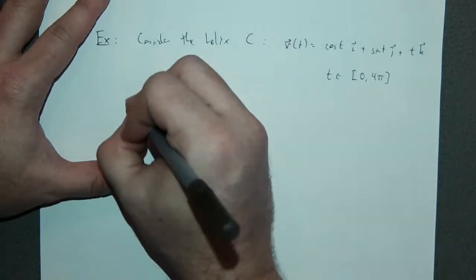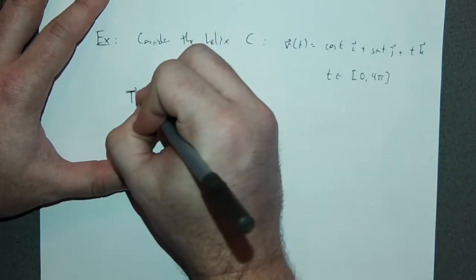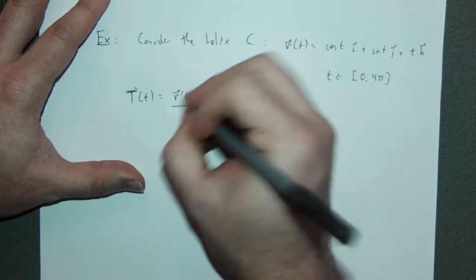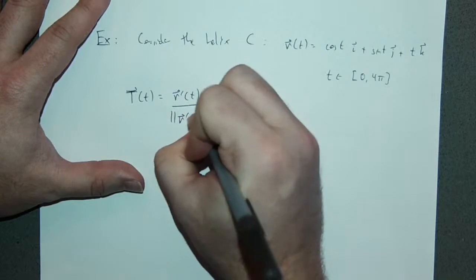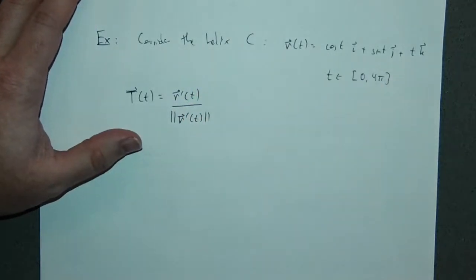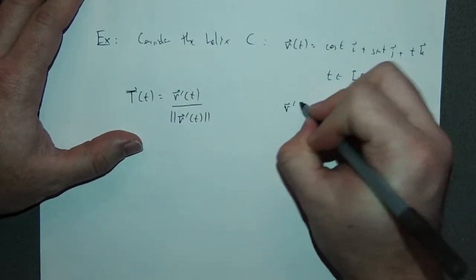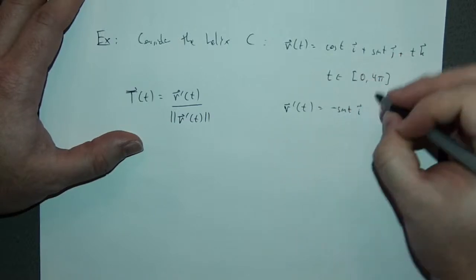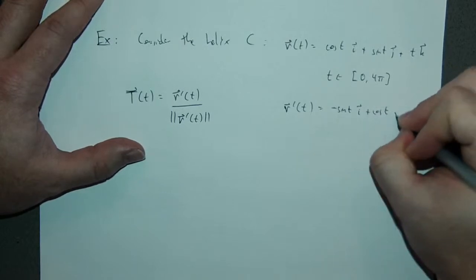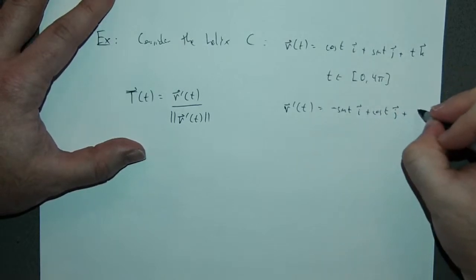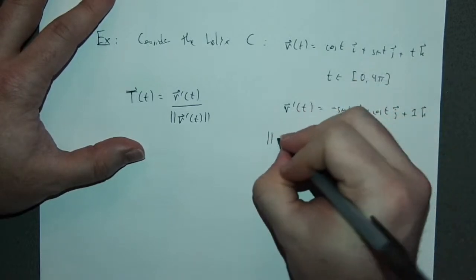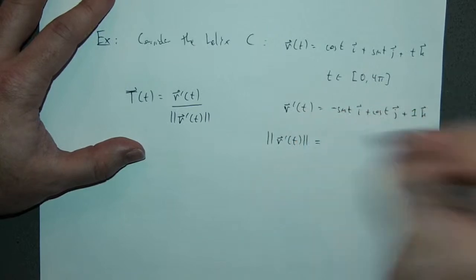If I wanted to compute the tangent vector here, well, tangent vector, again, it is nice to write this over and over again to ingrain it in your head that this is how it works. So I have to compute these two things, r prime and the length of r prime. So r prime of t, not too bad here. Again, this is minus sine t i plus cosine t j plus 1 k, yeah.